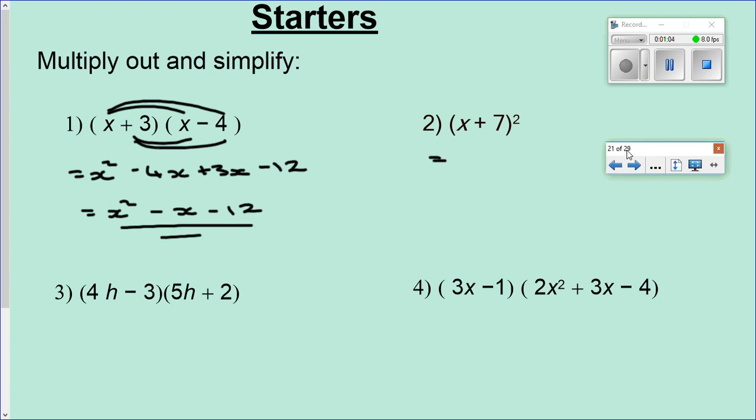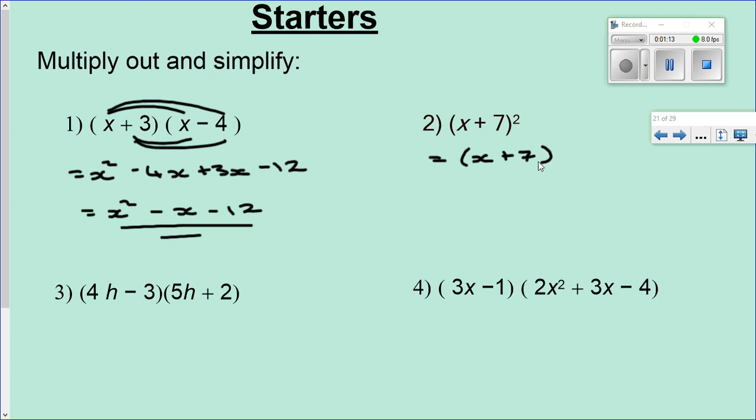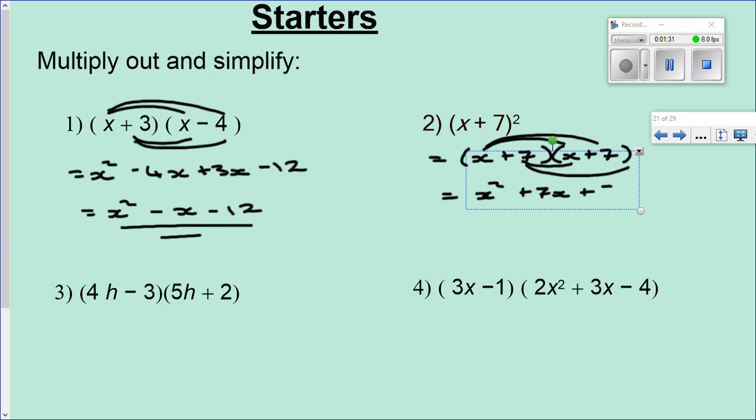Now, number 2 here is actually very important to what we're going to be doing today. We're looking at a quick way of squaring brackets, but I'm going to do this one in the normal way in case you don't remember what the process is for the quick way, then you can still do it this way. So we'll write out our 2 brackets and we'll do x times x and x times 7. So we'll get x squared plus 7x. Then 7 times x, so we'll get 7x, and then 7 times 7 is 49. And notice here, we've got exactly the same values. This is going to be important to what we're doing later on. So it's going to be x squared plus 14x plus 49. And that's our final answer.